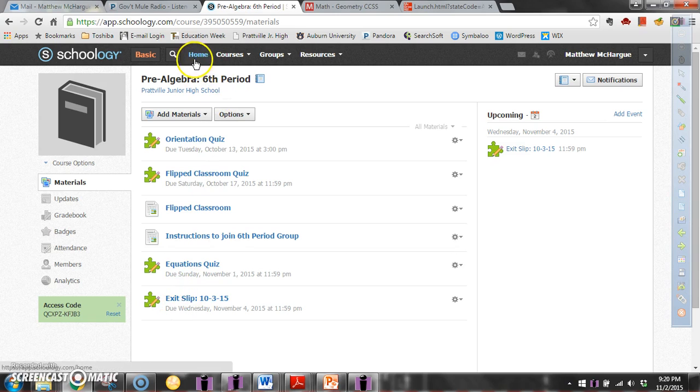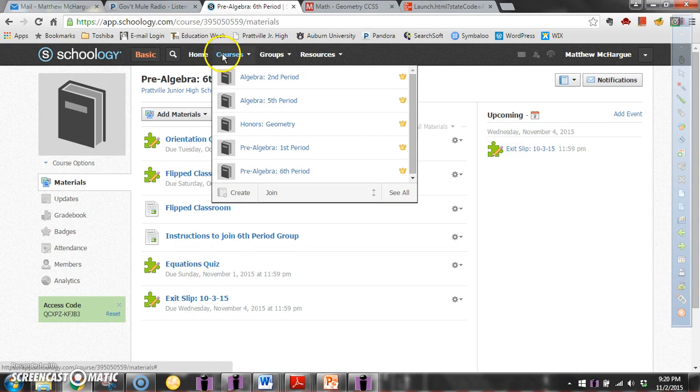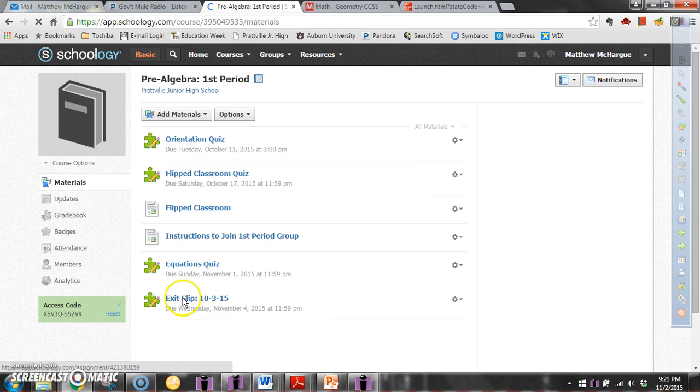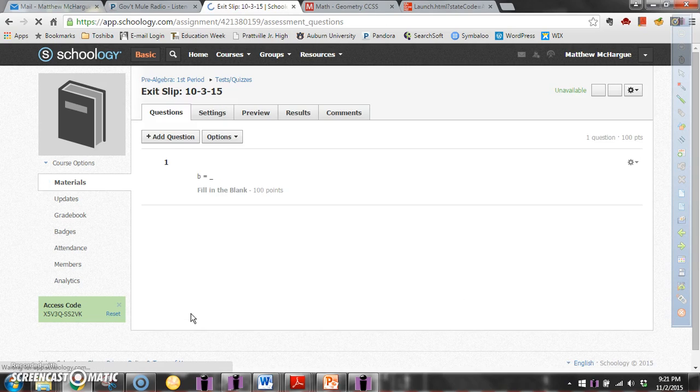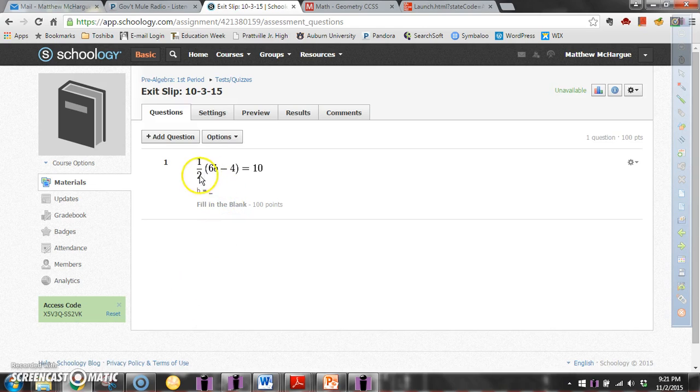So when you go into your Schoology, you're going to click on your courses. It's going to pull down this menu. You're only going to see your course. So go to your course, and you're going to have exit slip listed as your only possible assignment to do. So you'll click on that, and you've got an equation here that I want you to solve for your exit slip. And again, with these, you're not doing the b is equal to. I've already got the b is equal to, so all I need for you to put in your blank is your answer.